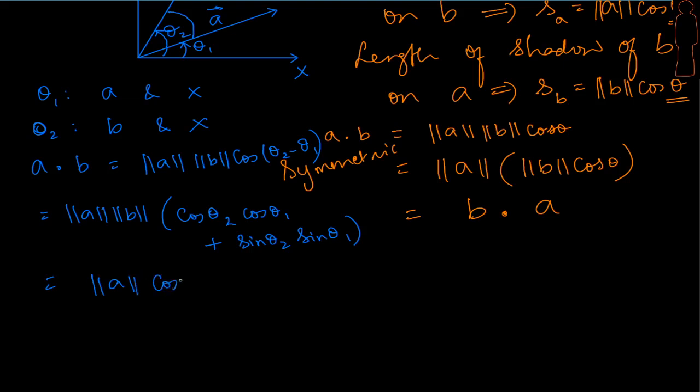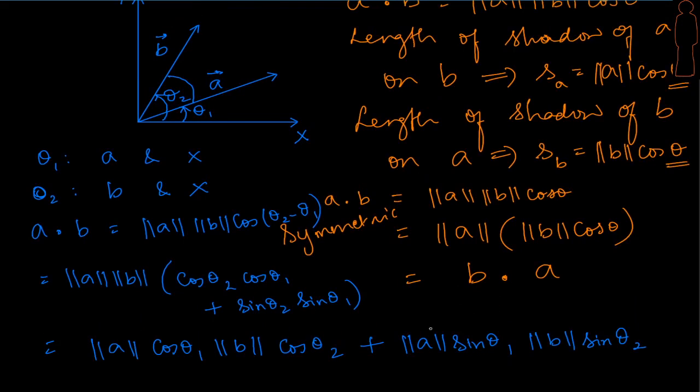Can I write it like this? I am going to say this is cos theta 1. I am just arranging the product in a way where it will start making better sense for us. So I have written this as magnitude of A times cos theta 1, magnitude of B times cos theta 2, plus, similarly, magnitude of A times sin theta 1 and magnitude of B times sin theta 2.